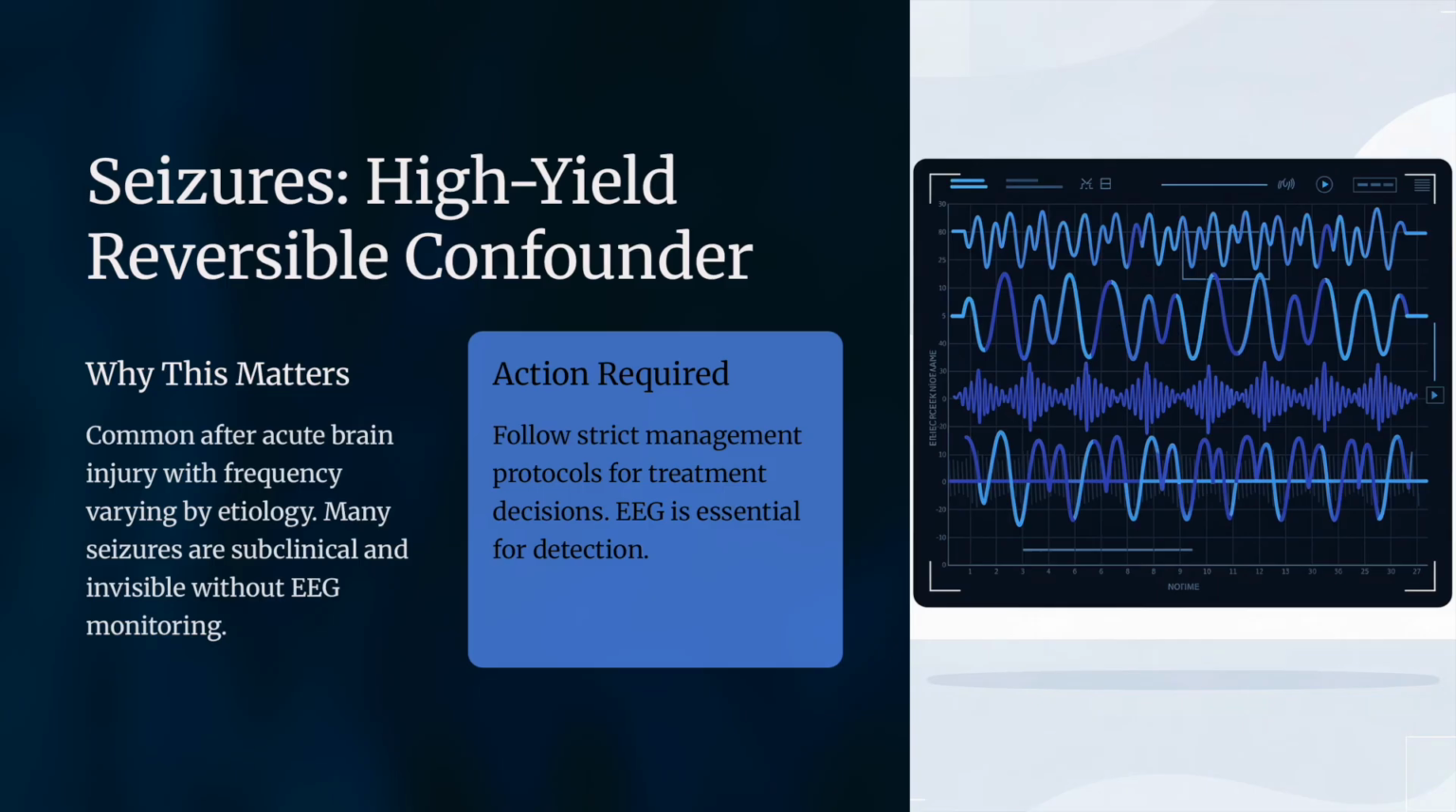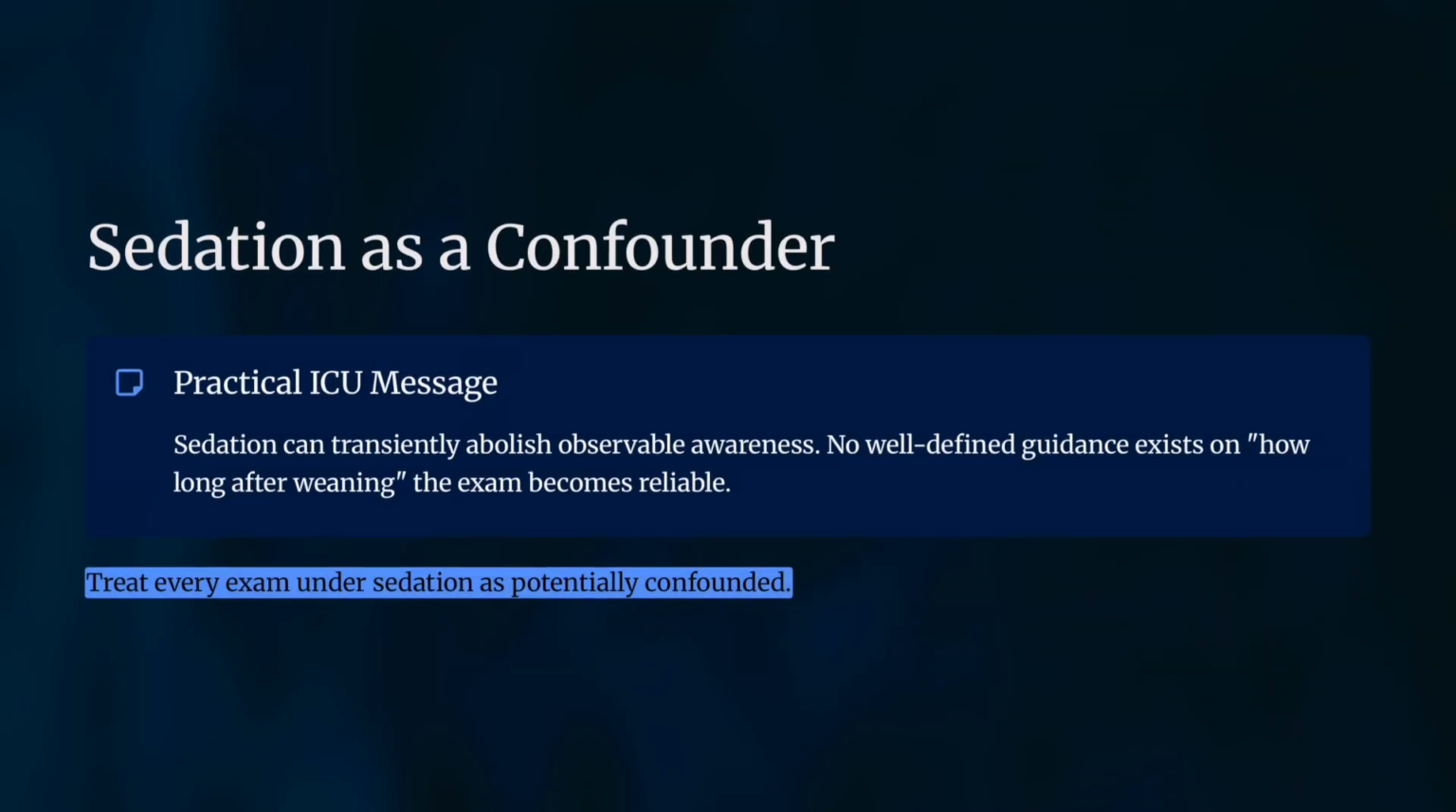Seizure is a high-yield reversible confounder. It matters because it is going to make your diagnosis very difficult if a patient is having non-convulsive seizures and we diagnose him as unconscious. So follow a strict management protocol for treating these, and EEG is very, very important here for detection.